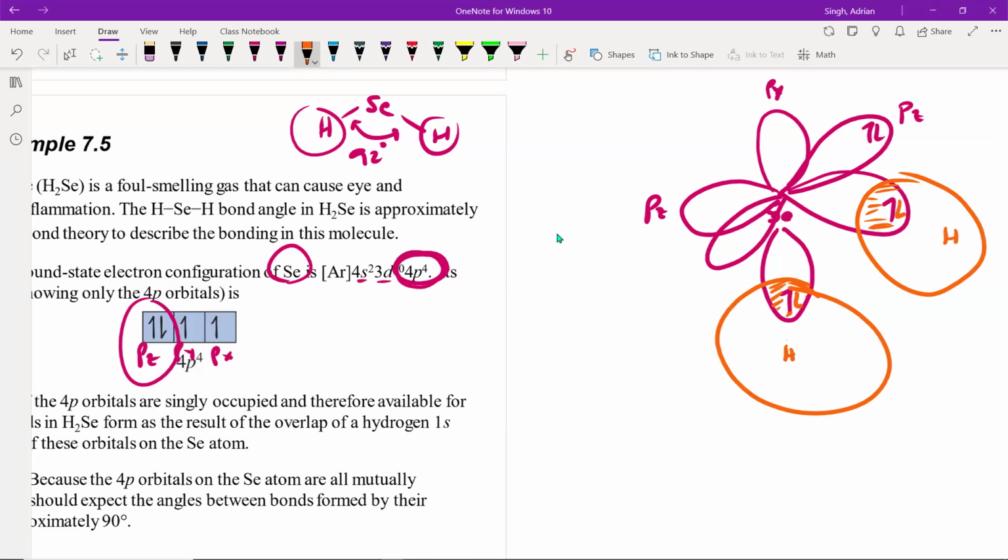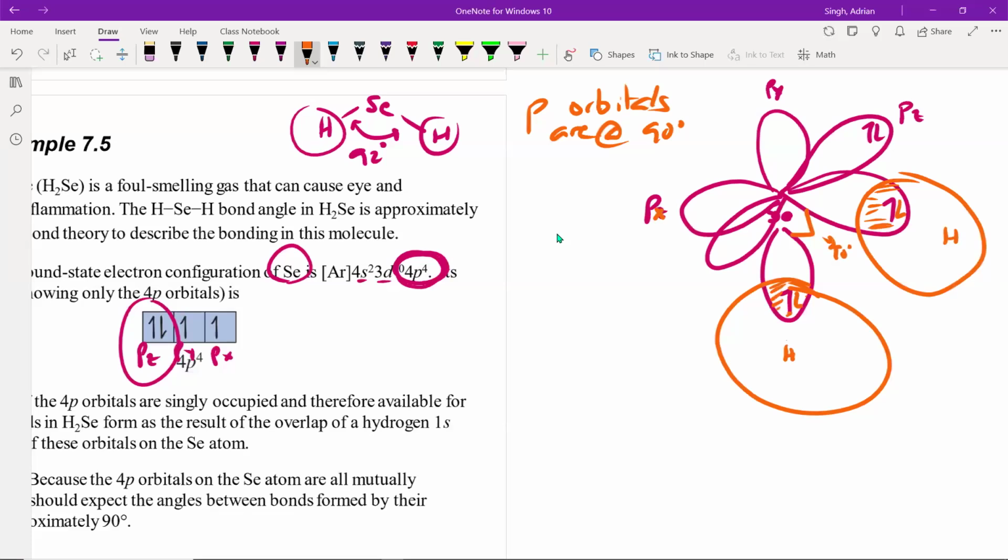As we know from a few sections before, these p orbitals are all oriented at 90 degrees to each other. Not Celsius, but just a 90 degree bond angle between them. So the bond angle here is between the PX and the PY, and that is 90 degrees between them.